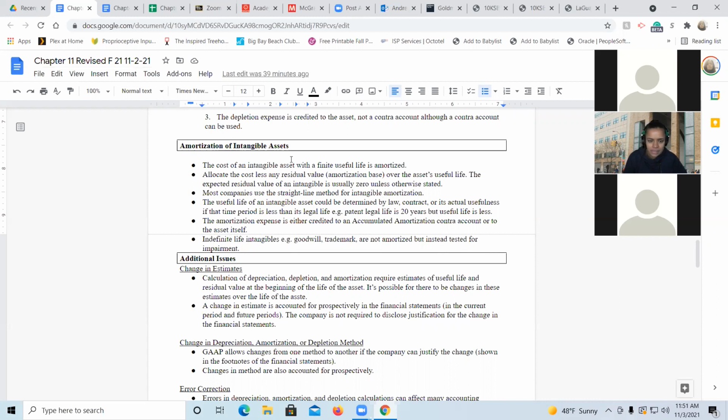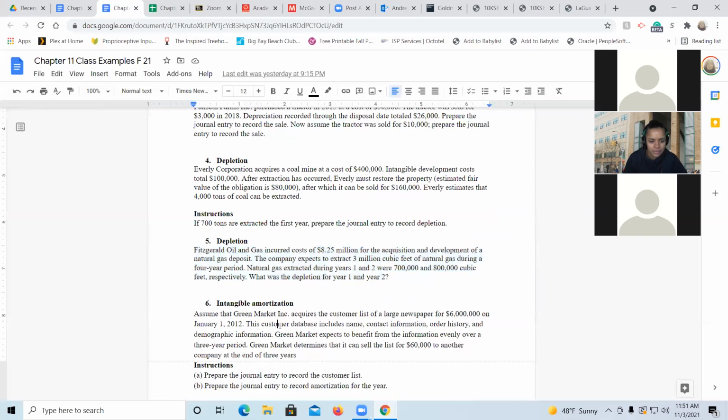All right, so that's the setup for this. Does anybody have questions about the theory around intangible assets before we do some examples? All right, so let's move right into it.